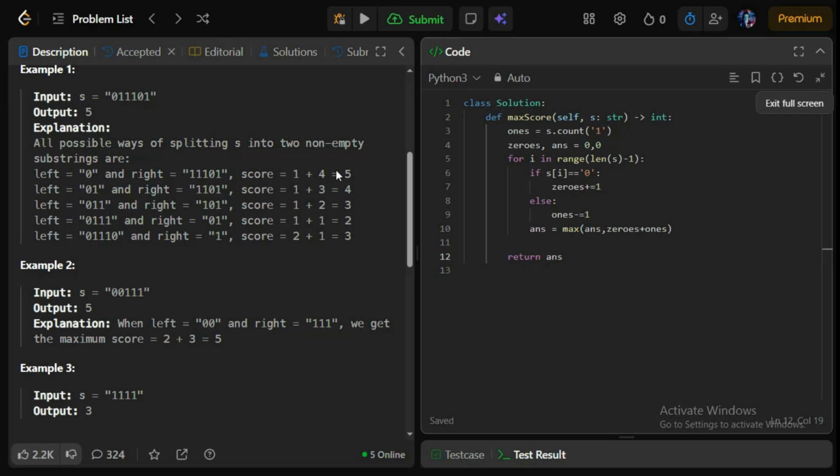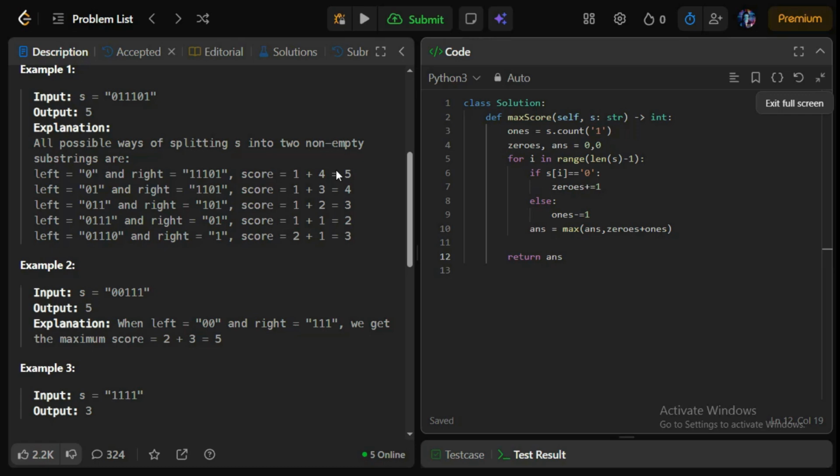Let's understand it with example 1. In the first run, the first character is 0. That means we increment zeros, so now zeros is 1. In answer we will have the maximum of answer and zeros plus ones. In zeros we have 1 and in ones we have 4. When we add these two, we get 5. Of course 5 is greater than 0, so in answer we will have 5.